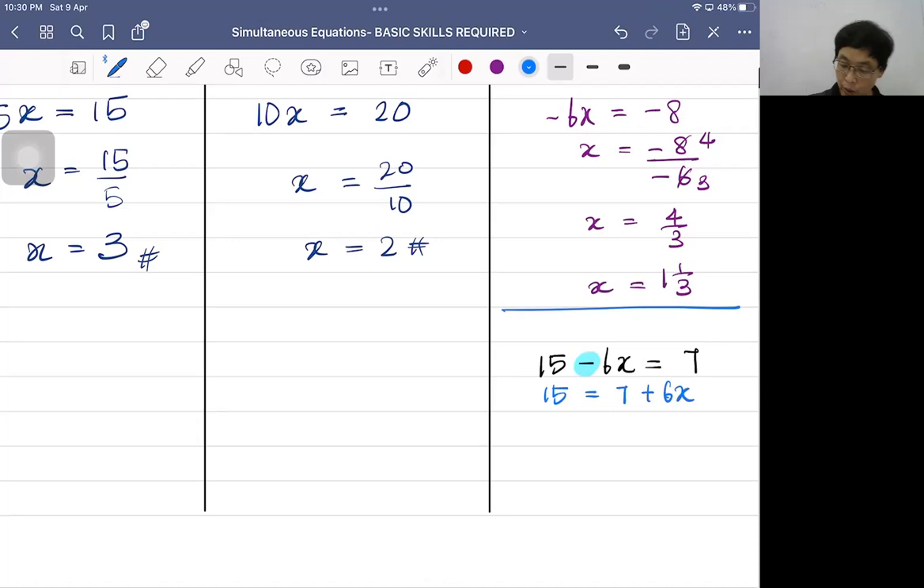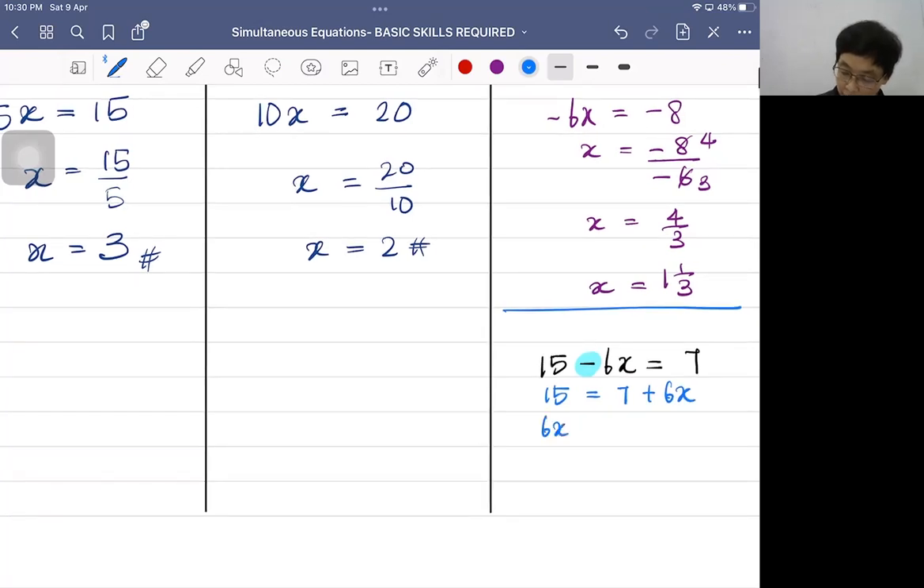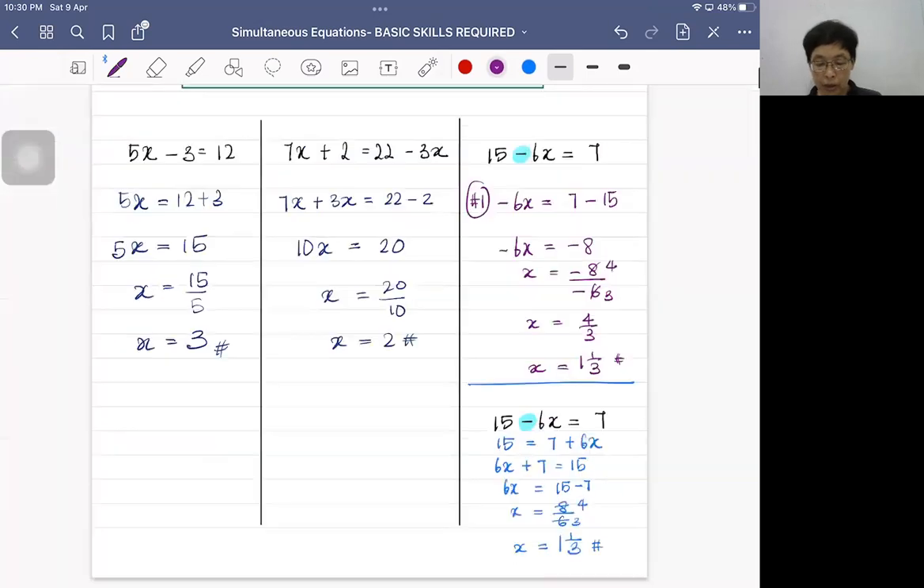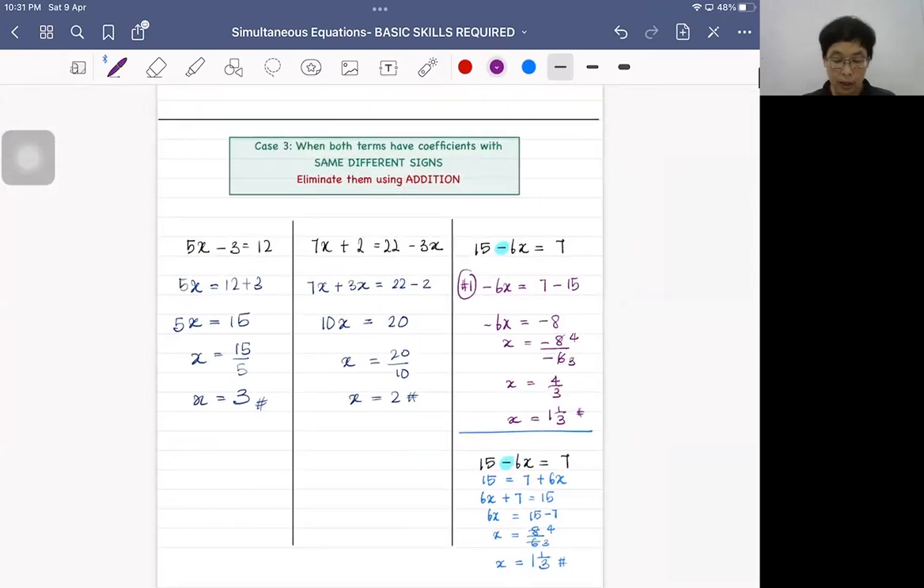Got that? So why not? If you want to be safe, you just swap both ends. I just swap the left hand side and the right hand side over. And then now 6x equals 15 minus 7. And then again, you get 8 over 6 and 4 over 3. I'm a bit running out of space here. Yes, just nice. So you notice that. I've given you the third basic skill, that is solving linear equation.